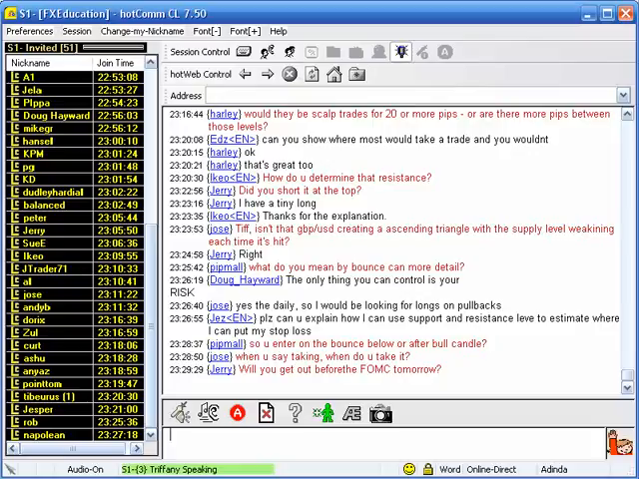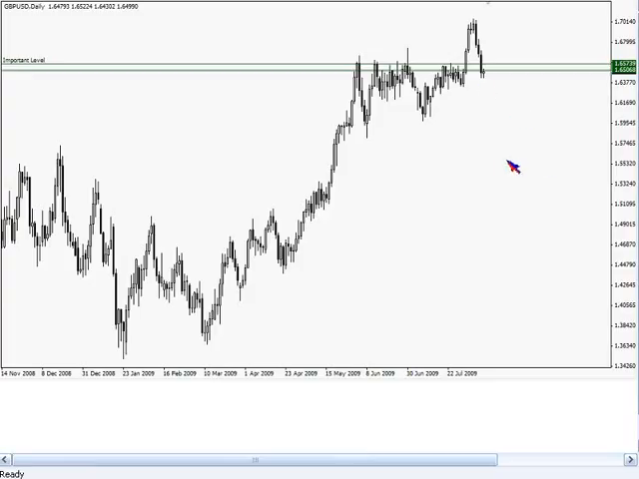So Jose said yes, the daily. Oh, you were looking at the daily for the ascending triangle. Yes. So we're looking for longs on the pullbacks. That's what I'm saying, Jose. Yep, exactly, spot on.